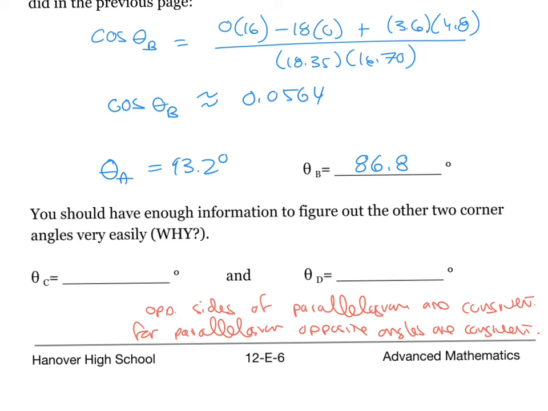At any rate, that means we can short circuit some of this work and right away say that angle C should equal angle A, which equals 93.2 degrees, and that angle D should equal angle B, or 86.8 degrees. And we have now figured out the angles formed at all four corners of the roof, and we can now tell Zach to go and build that birdcage.